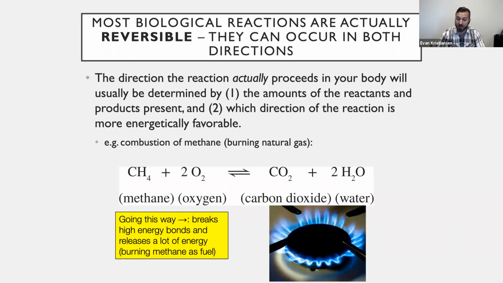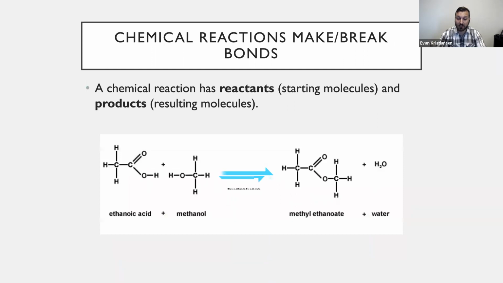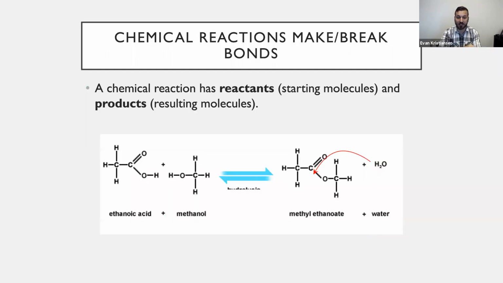So you can go this way by producing heat, carbon dioxide, and water. That's burning gas. But you can also go this way by capturing carbon. So actually, there should be 2 arrows here. There should be 1 arrow leading one way and another arrow leading the other. You can put the water back and break that bond again to produce ethanoic acid and methanol.